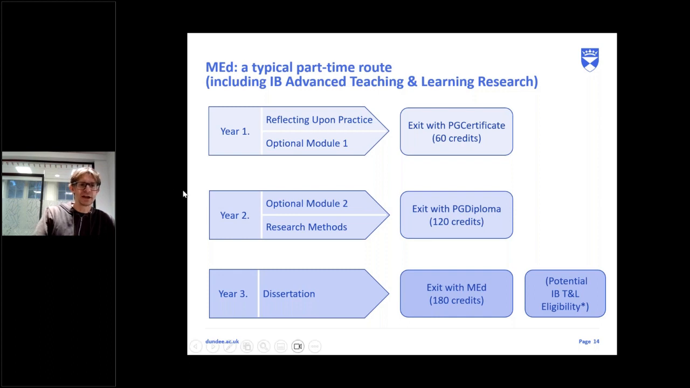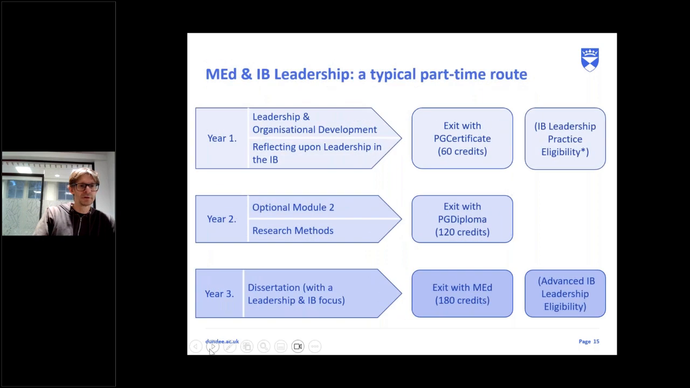And at different stages, depending on which route you've picked and which modules you've picked, there may be IB eligibility as well. So here's a typical example for the IB route through this. This is if you're going to do the full M.Ed, and you'd start with the leadership and organisational development module. You'd then do reflecting upon leadership in the IB.